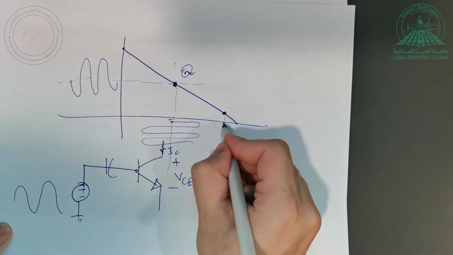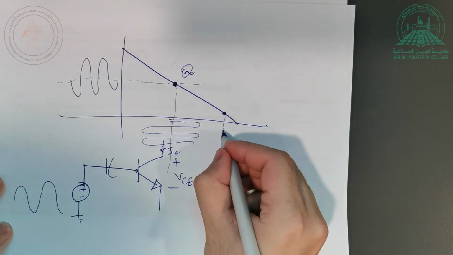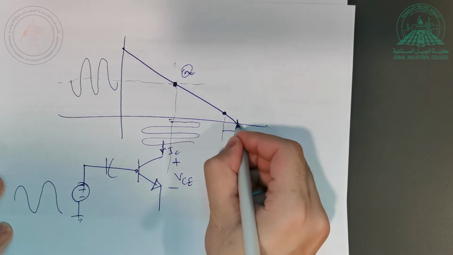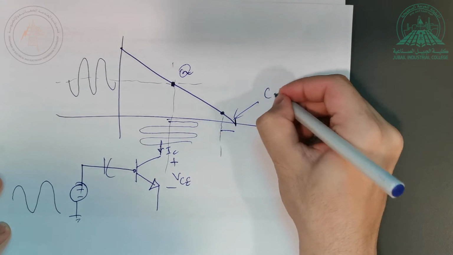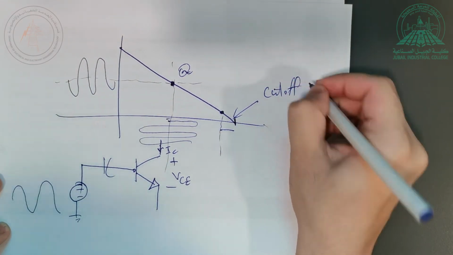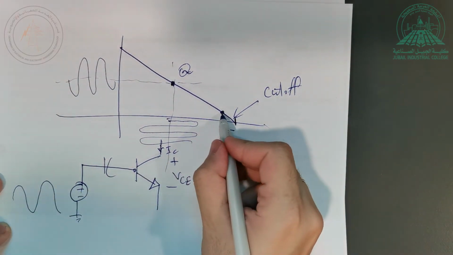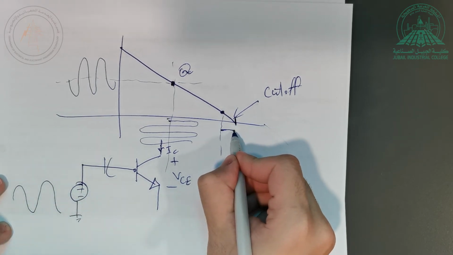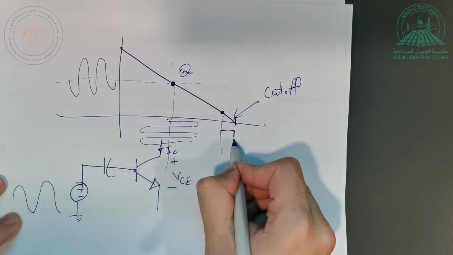Now what's going to happen? You notice that the signal will try to go like that. But once it reaches this point, what is the issue with this point? This point is the cutoff. So your AC voltage rides on the DC. When it tries to increase, now the circuit is cut off, so it cannot move anymore. So it will clip like that. See? Clip. See what happened?